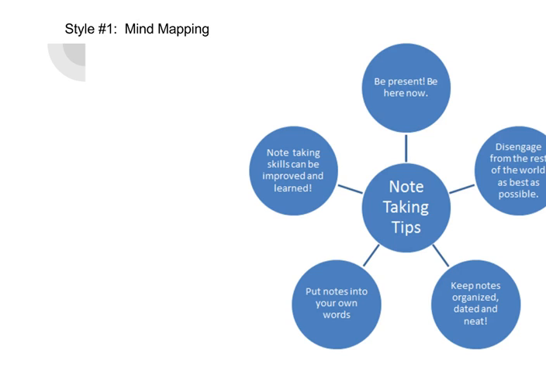So the second idea is to disengage from the rest of the world as best as possible. I understand there are those times when we absolutely cannot. We're waiting for a phone call. We have to have our phones right there. I understand that happens, but when you can, do all that you can to put your cell phone away. Put it on silent. If your phone's going off, vibrating, it's definitely going to pull you away from that lecture where you're going to be missing important information.